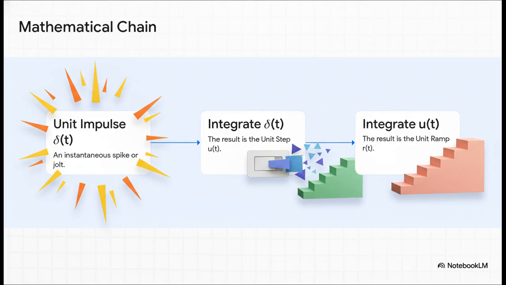Now, what's so cool is that these three functions aren't just a random collection. They're all directly related through a mathematical process called integration. So if you integrate that instantaneous jolt of the impulse, you get the switch flip of the unit step. Then, if you integrate the unit step, you get the steady increase of the unit ramp. They form this really clean, elegant mathematical chain.